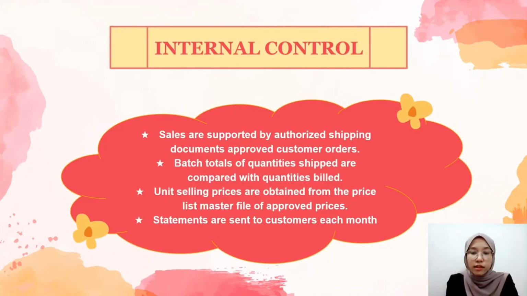Internal controls. There are 4 procedures in the internal control. Firstly, sales are supported by authorized shipping documents and approved customer orders. Next, batch totals of quantities shipped are compared with quantities billed. The third one is unit selling prices are obtained from the price list master file of approved prices. Lastly, statements are sent to customers each month.